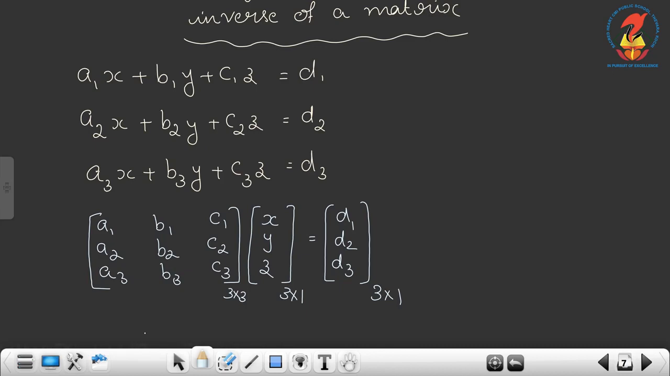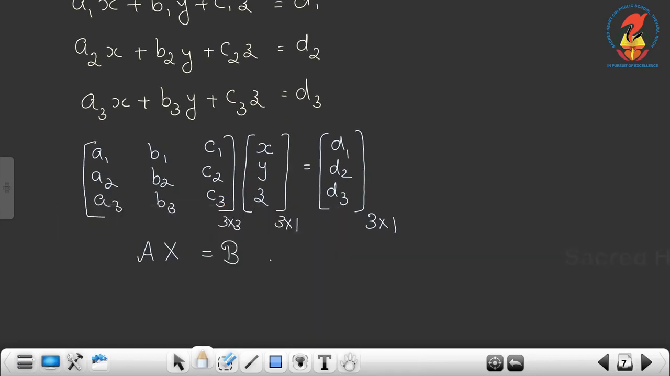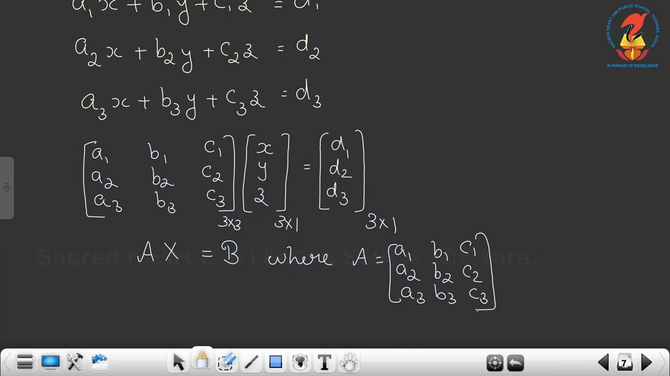Now we express this matrix as capital A and this as capital X equal to capital B. So A is equal to the matrix a1, b1, c1, a2, b2, c2, a3, b3, c3, and X is equal to the column matrix x, y, z, and B is equal to the column matrix d1, d2 and d3. So we have an equation AX is equal to B.